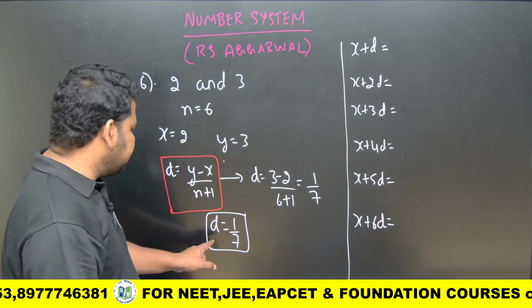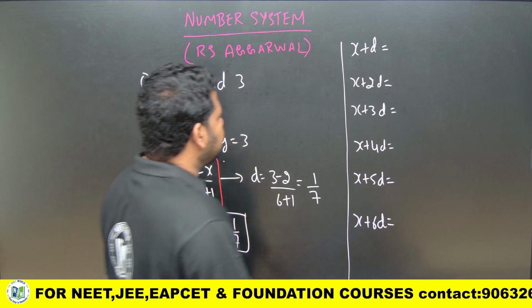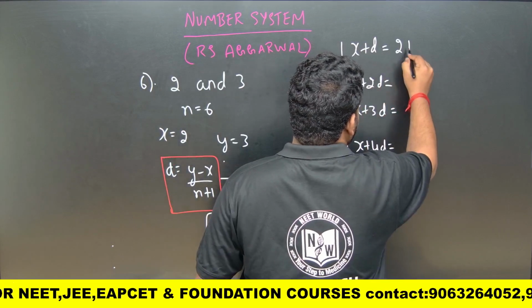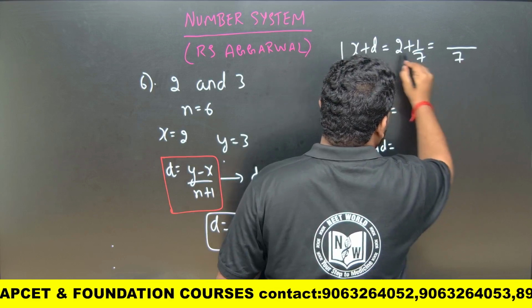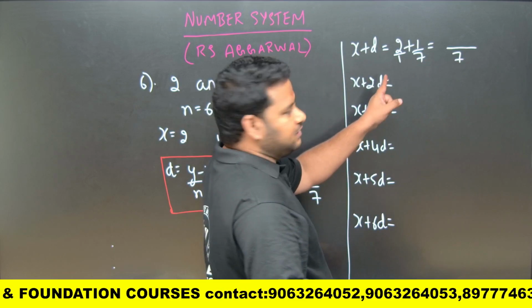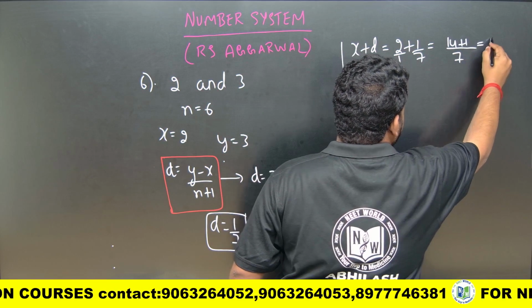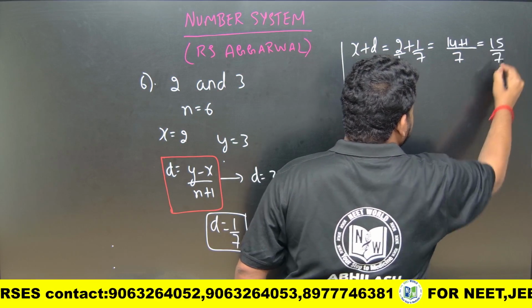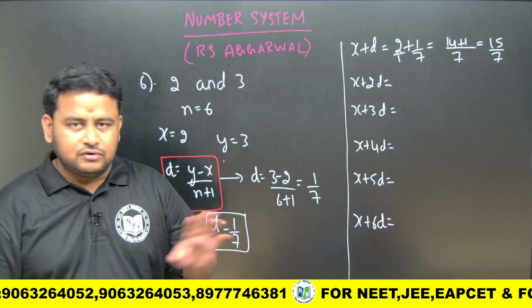So, d we got as 1 by 7. Now, the first number is x plus d. X is 2. Okay, 2 plus 1 by 7. That gives me, with 7 as the LCM, 2 can be written as 2 by 1. So, 7 2s are 14. Okay, 14 plus 1, I will get 15 by 7. Clear? This is how we will get the first number.